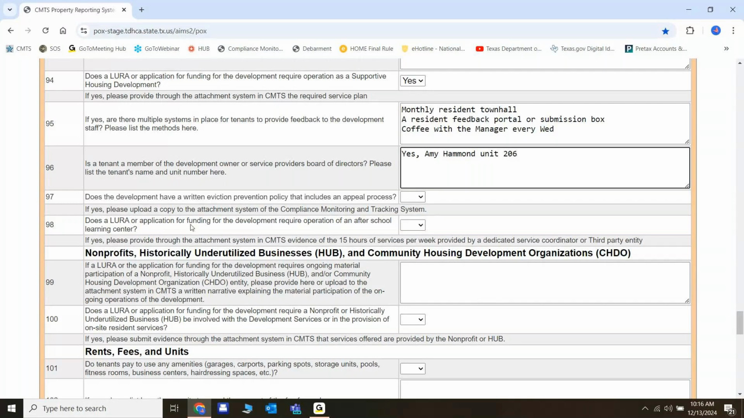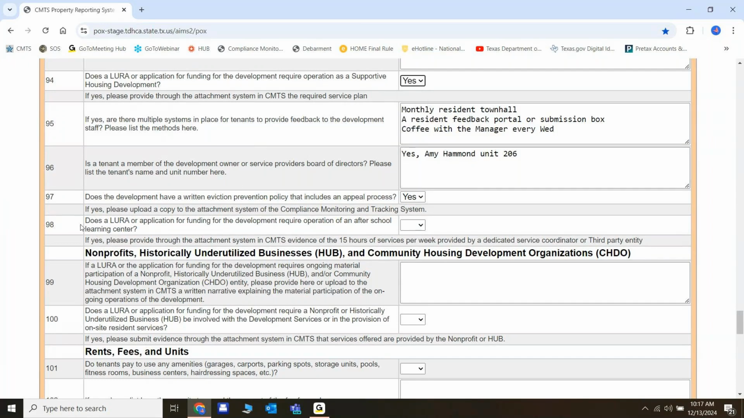Does the development have a written eviction prevention policy that includes an appeal process? Again, this is only a requirement for the supportive housing development. So you'd say yes, and then you have to upload that to the attachment system. So that's only if it's yes. Remember, if this is no, you're going to skip all the way down to 98.